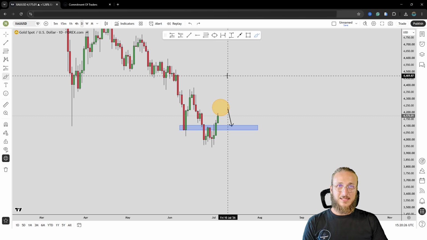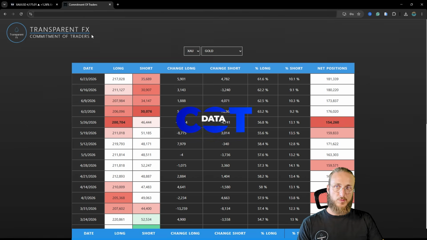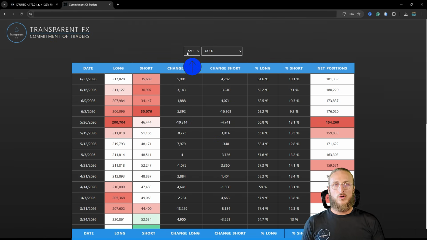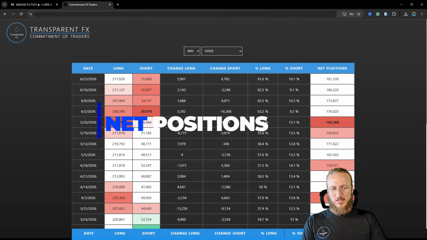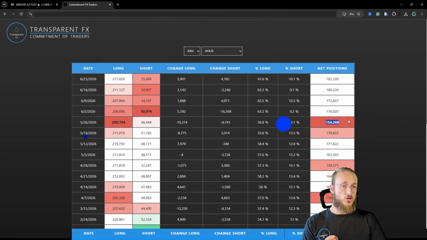Now, let's keep all of this in mind and move to the commitment of traders analysis. If we're looking at the data for gold, we are already looking at gold against the USD, because all the data here for gold is already reported against the USD. And what we can see is that with the last reports, net positions got increased quite a bit. We went from 154.2k net positions all the way up to 181.3k net positions. We can see longs being increased from 200k up to 217k.